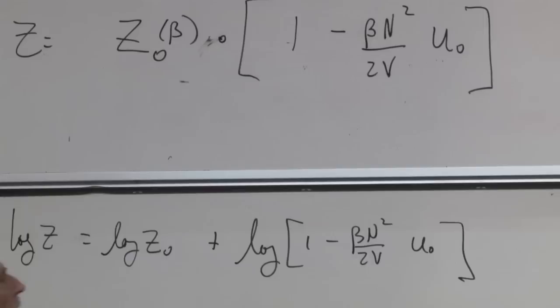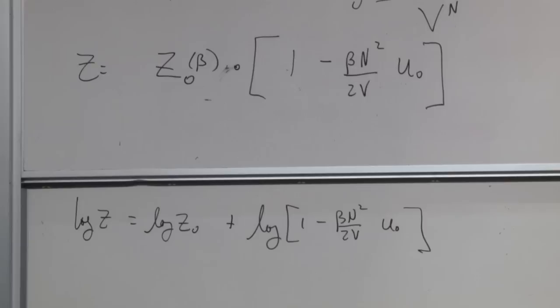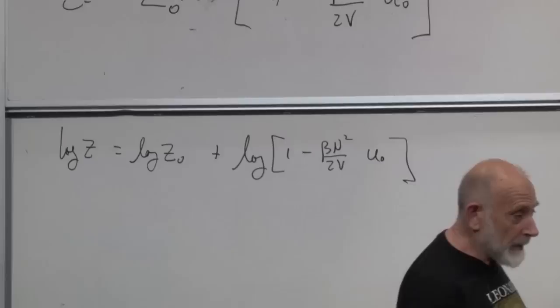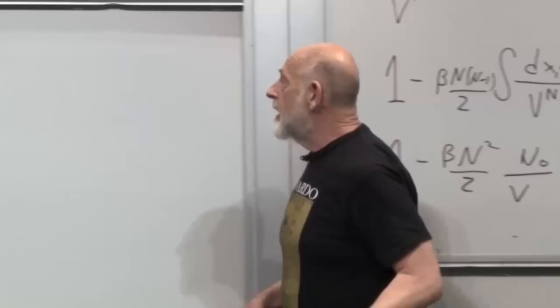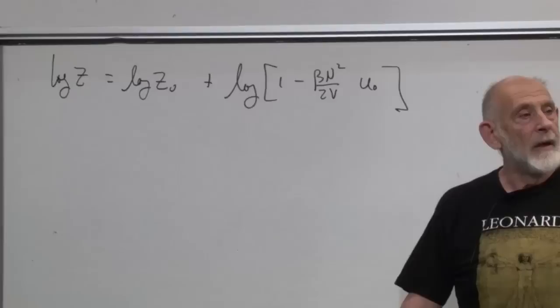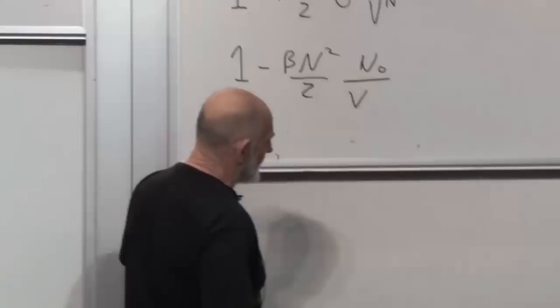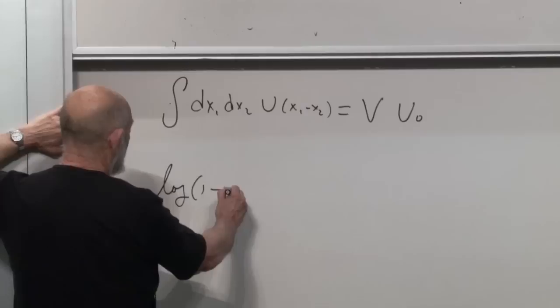What are we expanding in? We're expanding in the magnitude of u naught to be precise. U naught is our expansion parameter. We're trying to make a Taylor series expansion, or an expansion in powers of u naught. Well, here we have the logarithm of 1 minus a constant times u naught. What is our goal? Our goal is to expand it in powers of u naught. So what is the Taylor series expansion of log of 1 minus x for small x? Anybody know what that is?